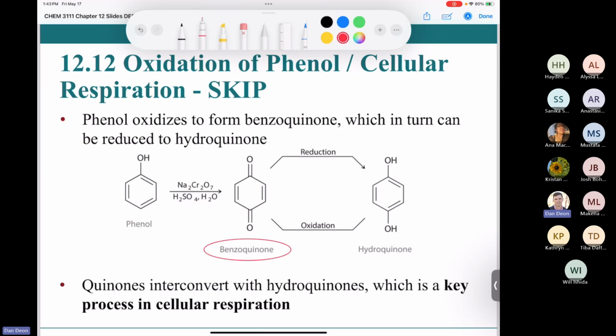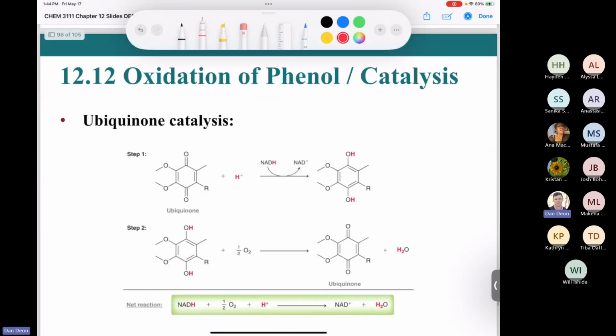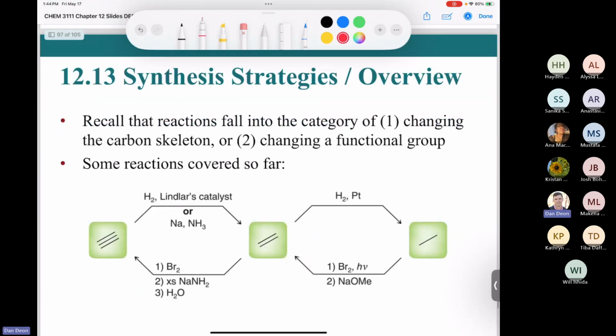So yeah, anyhow, I'm not really worried about the hydroquinones. Again, I won't ask you this, but in case you're interested, it's in here. So I won't ask you about that. I'm not going to ask you about any of this. But what I am concerned with is section 12.13, because this is using all of the reactions that we covered in this class, and applying them, right?